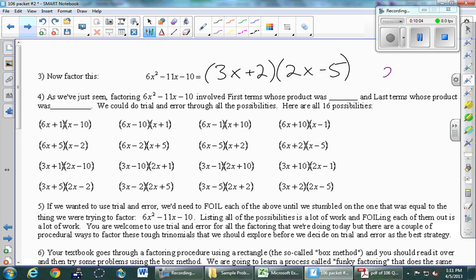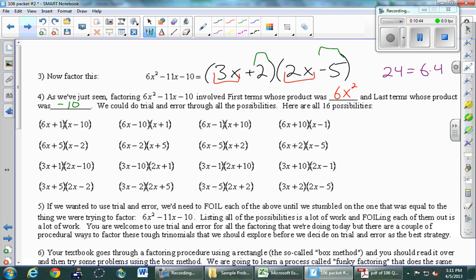And the same kind of thing, if I say find me some factors of 24, give me two numbers that multiply to 24, 6 and 4, 2 times 12. It's the same word, factor. Factor means turn into multiplication. Okay. So number 4, as we've just seen, factoring 6x squared minus 11x minus 10 involved first terms whose product was, what was the product of the first terms? It's 6. I'll put the x squared there. That's what the first terms gave us. And then in green here, last terms, what was the product of those? It was negative 10.